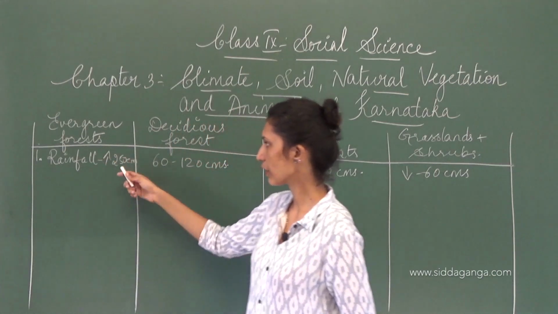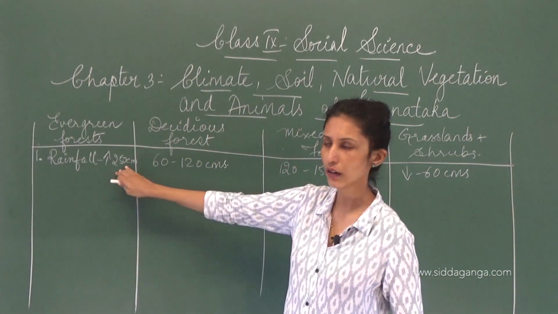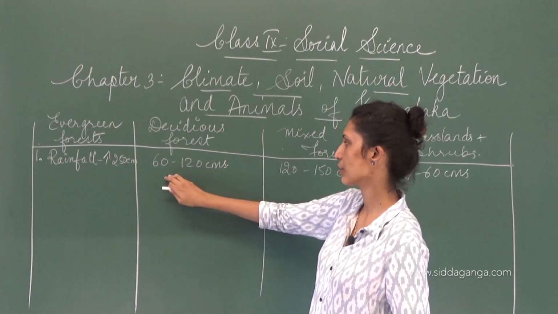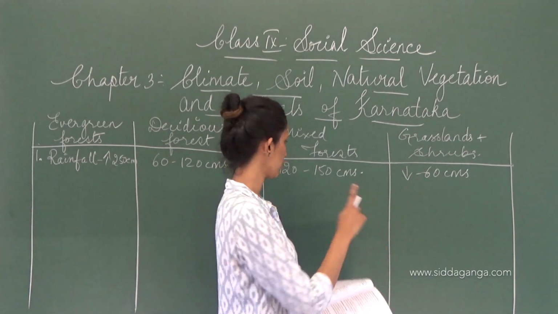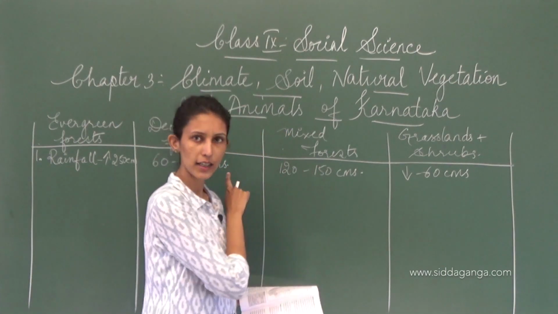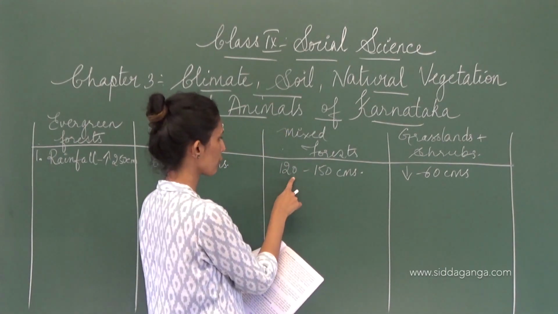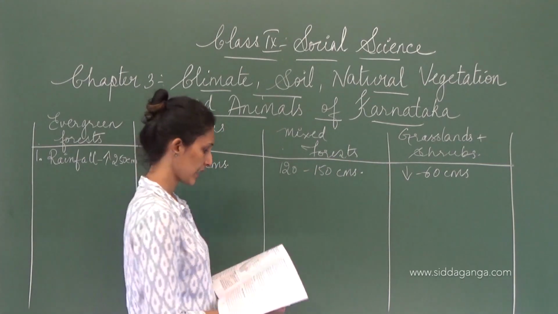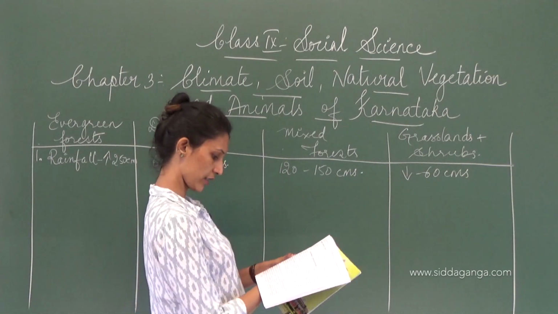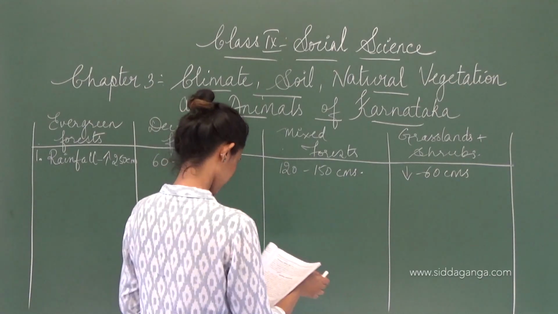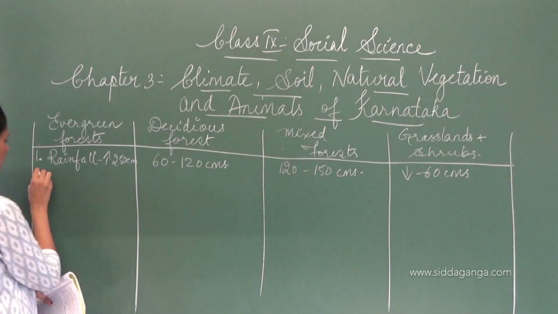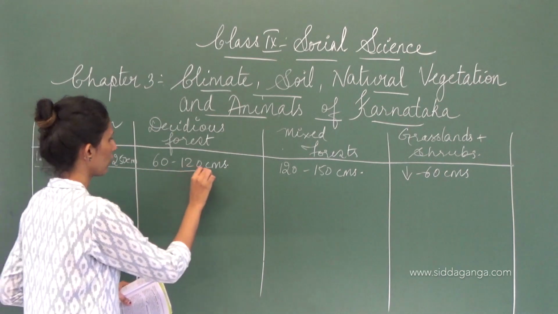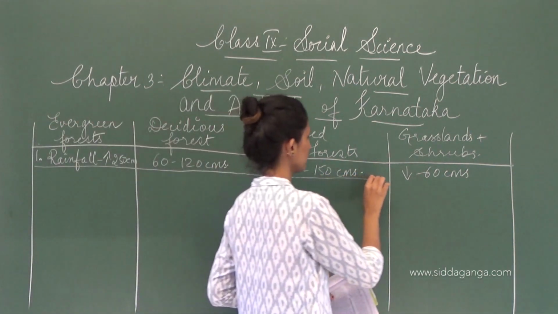So here, rainfall is more than 250 centimeters in evergreen forest, that is why it's called evergreen. Deciduous forest is 60 to 120 centimeters. See, the number is reducing in its own way. Mixed is 120 to 150 and grassland is below 60 centimeters. So we'll move to the next point. Write the second one. Draw a line after you finish this point. Draw it neatly.